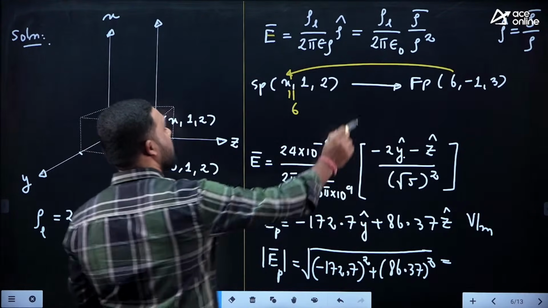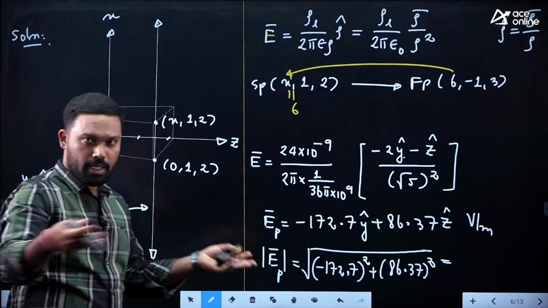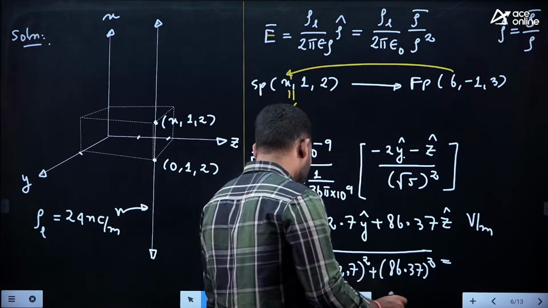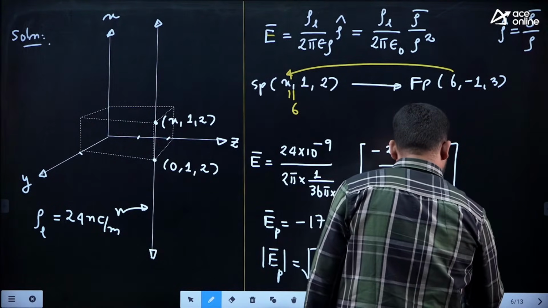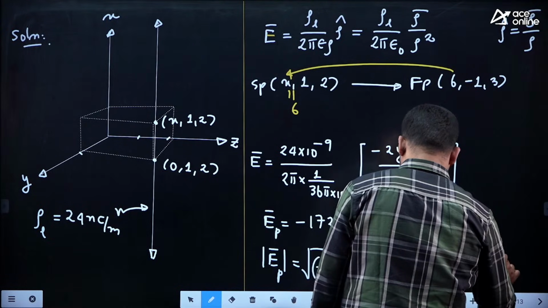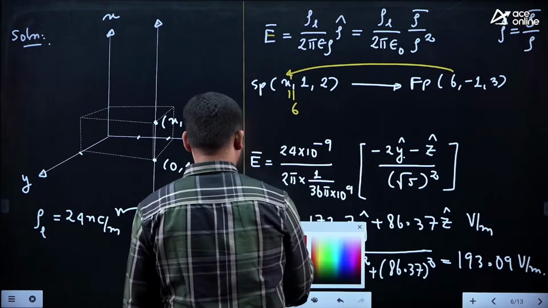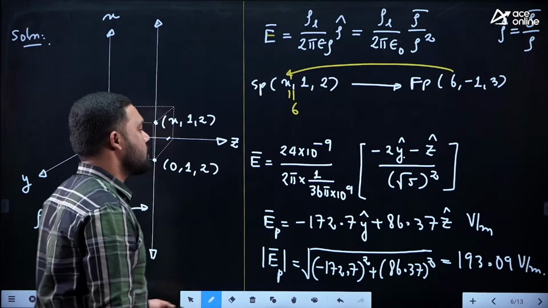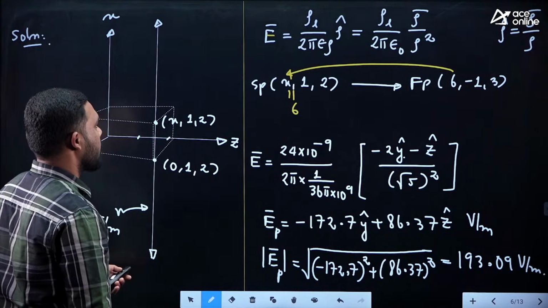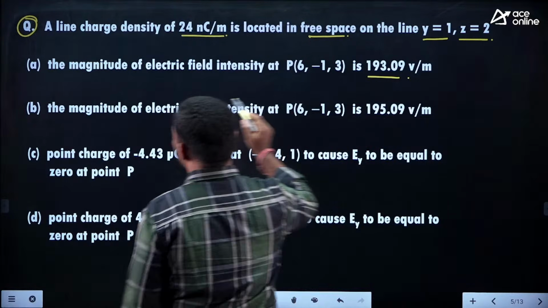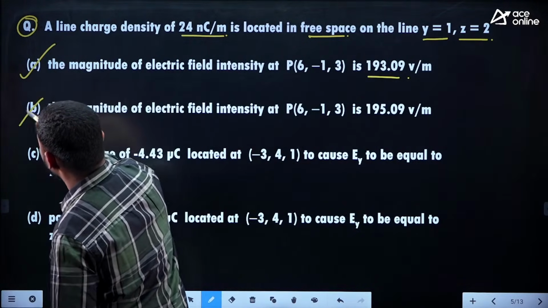During the study of this formula itself, you should know how to decide that perpendicular distance. Check out this value. My calculator is showing its value as 193.09 volt per meter. So go back to the options here. 193.09. Yes, this one. So option A is correct. You can just discard the other one.